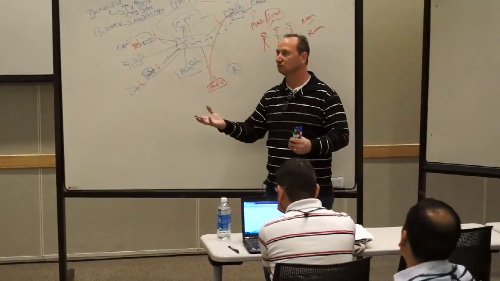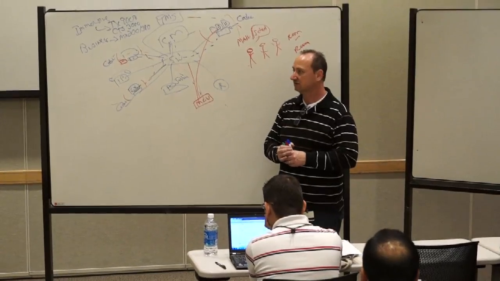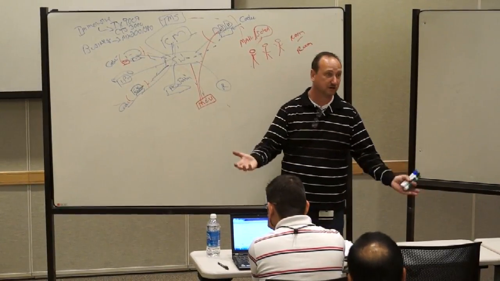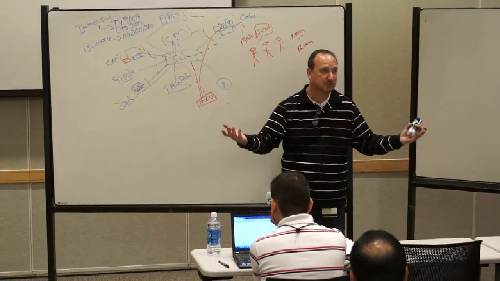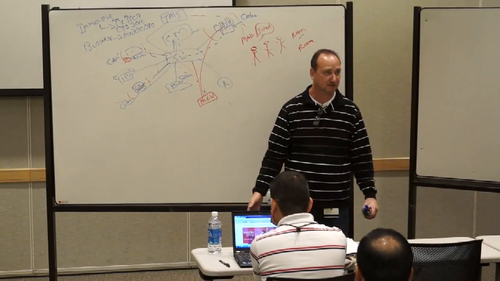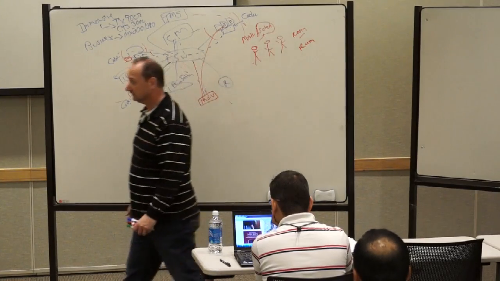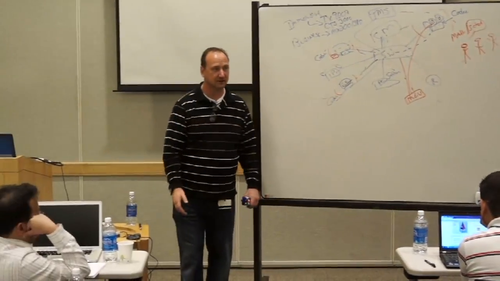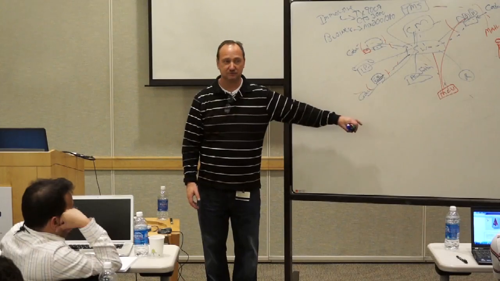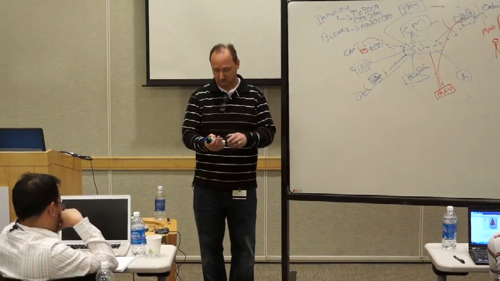The MCUs are based on the screens and the quality that you want, standard definition versus high definition. An MCU that does 48 high definitions might do 72 or 96 standard definitions. So you have to base it on that. But MCUs are really important.